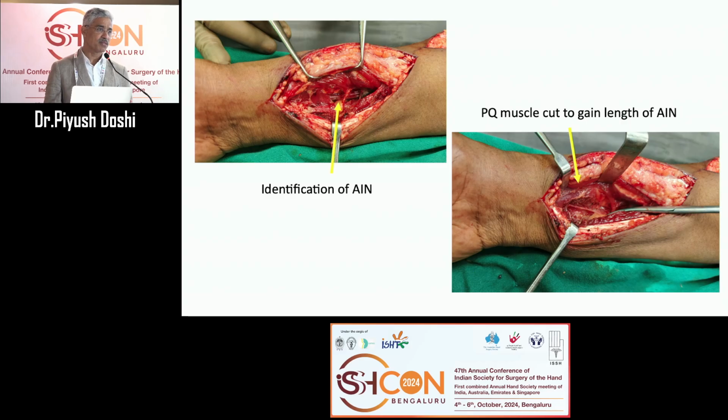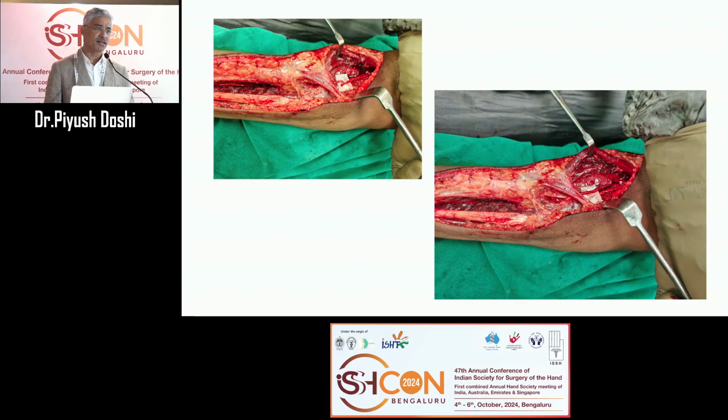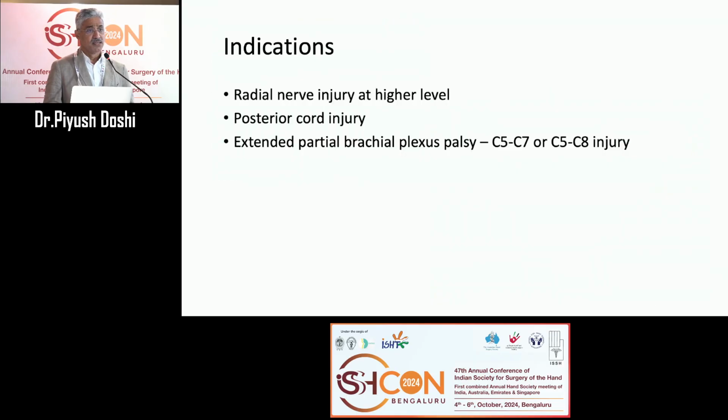The nerve lies beneath the pronator quadratus. If you detach the pronator quadratus with bipolar, you can gain length of the AIN for direct repair. It is tunneled behind the superficialis, and the ECRB branch is also reflected back, and you can do a direct repair.